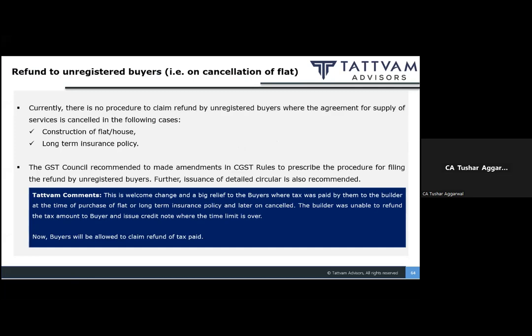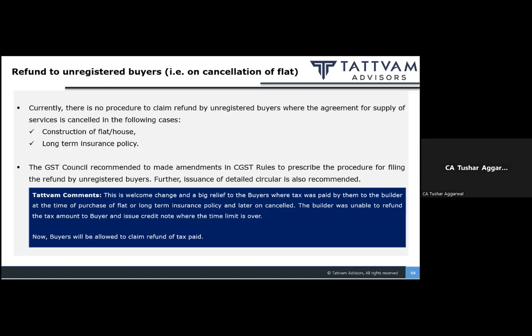One very, very big relief and major amendment. What happens, mostly in the real estate industry, is that builders and developers sell flats to the buyer. The buyer pays, they raise a demand note and charge GST, the buyer pays them, and the tax is deposited by the developer in the government kitty. After 2 years, 3 years, 4 years, the flat is cancelled. Since the flat is cancelled, the customer wants his money back, but GST is already deposited in the government's kitty, and the timeline for issuance of refund, which is 2 years, or for credit note, has lapsed. And this actually becomes a cost to the buyer.